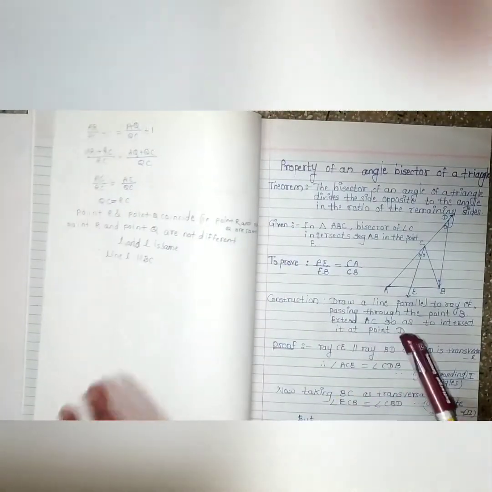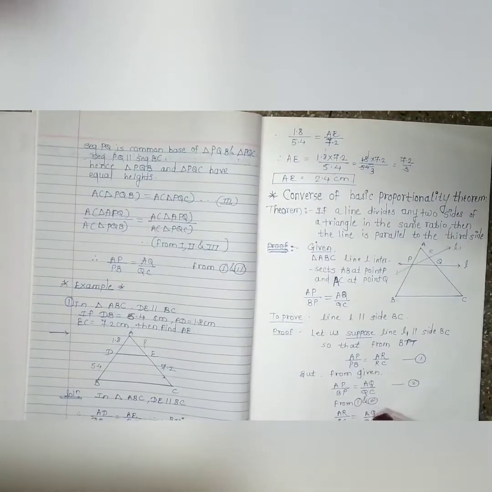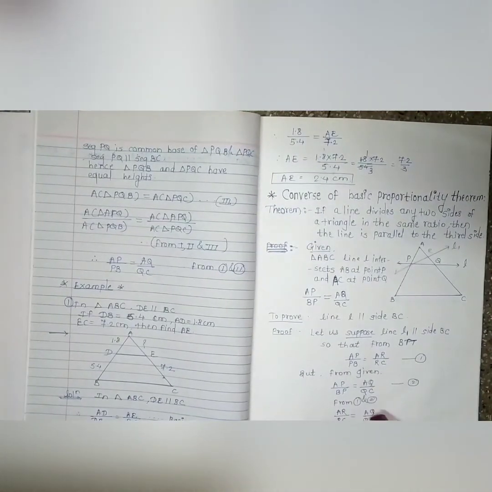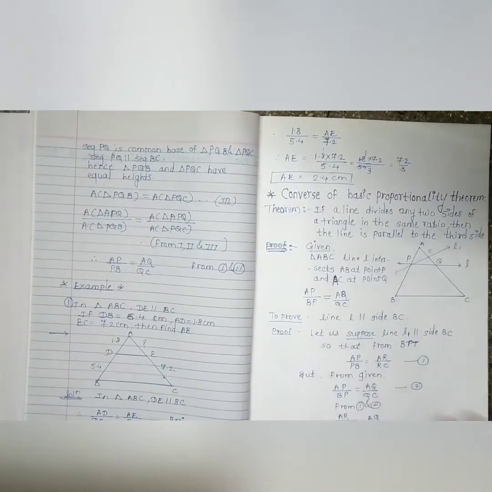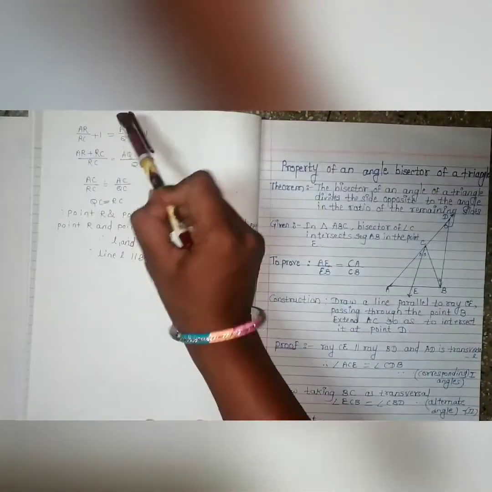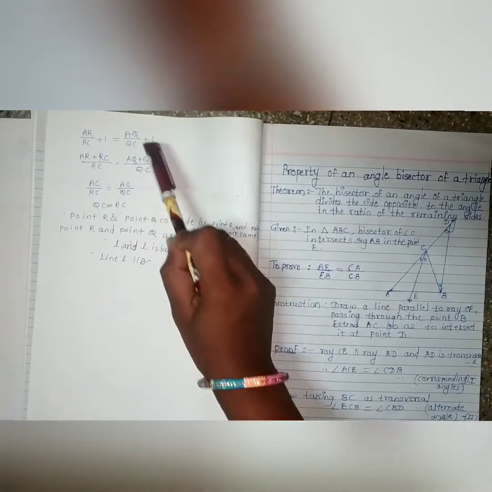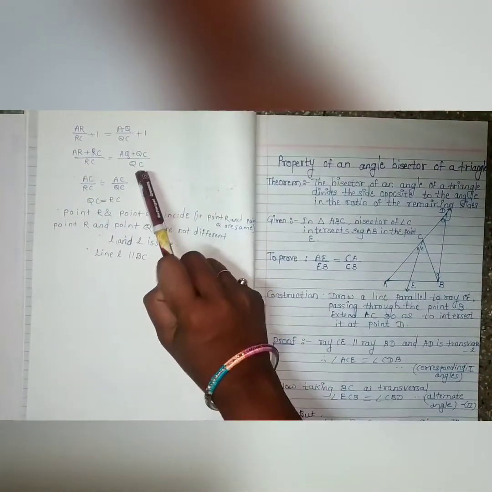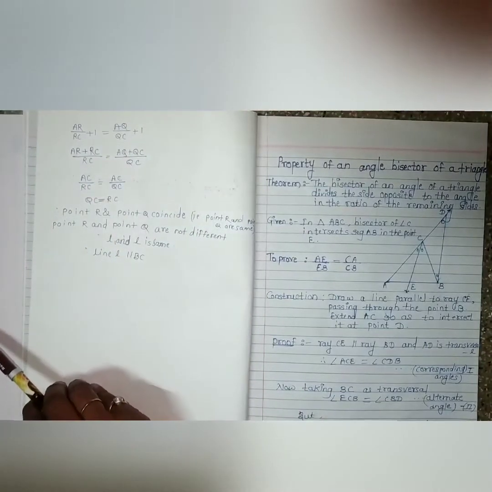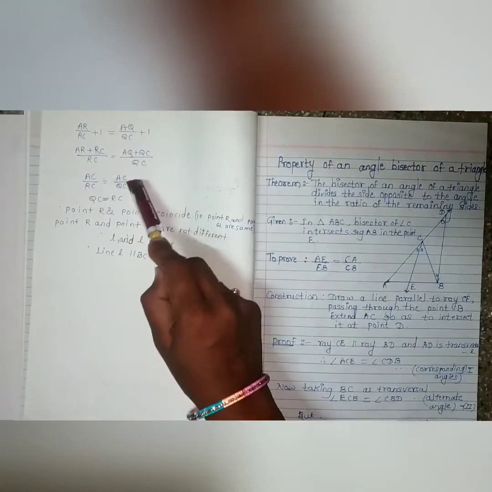Next, AR upon RC is equal to AQ upon QC. Adding 1 on both sides, and take LCM. Take LCM means cross multiplication. AR plus RC upon RC is equal to AQ plus QC upon QC. What is the value of AR plus RC? AC. And what is the value of AQ plus QC? Also AC.